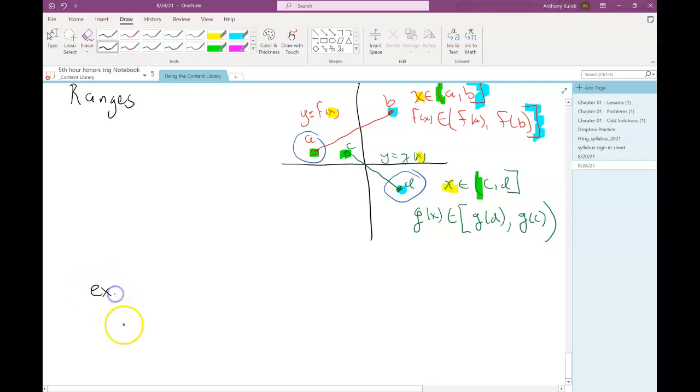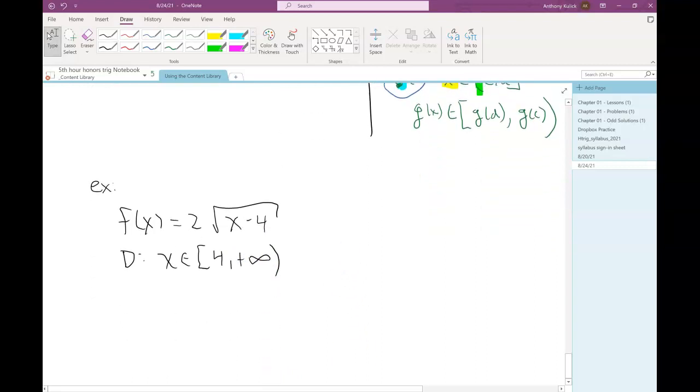So I'm going to use the same functions that we looked at for the domains because, well, we already found the domains, right? So it just saves us a step because you can't really find the ranges until you find the domains. You know what I mean?